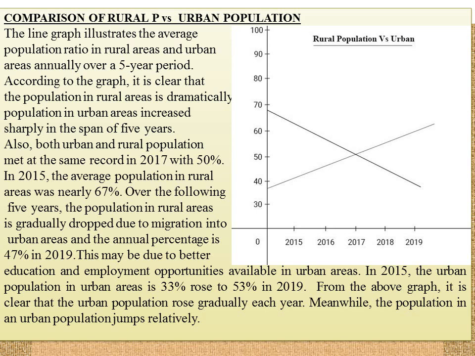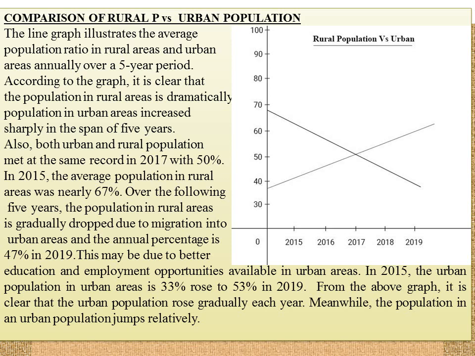The graph clearly indicates that in 2015 the urban population was very high at 67, slowly and gradually dropping down to 37 in the year 2019, while on the other hand the rural population was around 37%, which has gradually and steadily risen from 2015 to 2019. But there is a fixed year, 2017, where both the urban population and the rural population met at the same record of 50%.